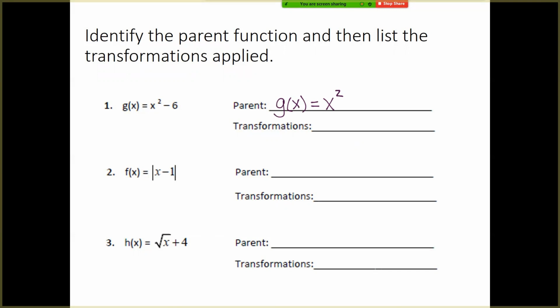First thing I want you to decide, is it stuck in with the variable or is it hanging out at the end? It's hanging out at the end. Since it's hanging out on the end, it's either moving you up or down. Do you think a negative 6 out at the end is going to move you up or down? Down. So we're moving down 6. That's the only transformation that's happening to that problem.